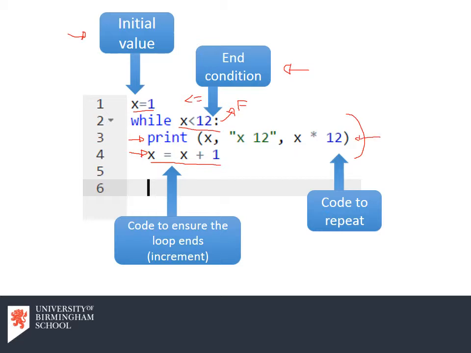And then we must have a way of getting from this initial value to the end value, because if we didn't, we have what's known as an infinite loop. It would just loop forever. So that's why we've got this x equals x plus 1, because that will allow us to go one step at a time from 1 all the way over to 12.